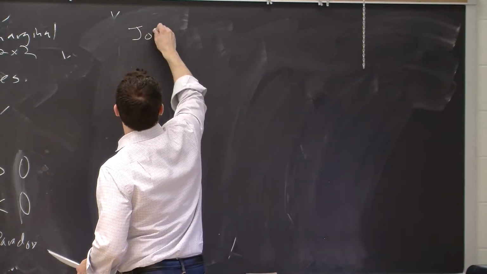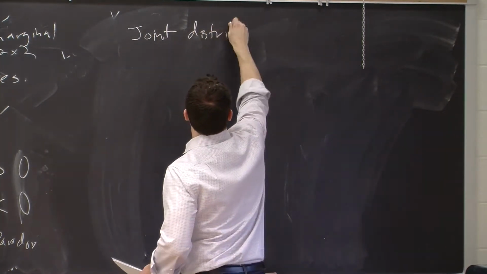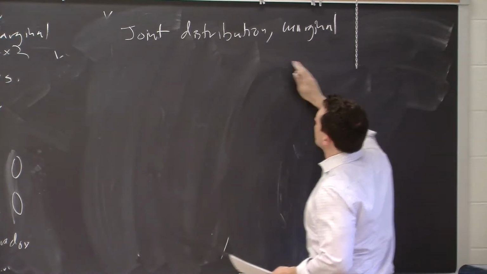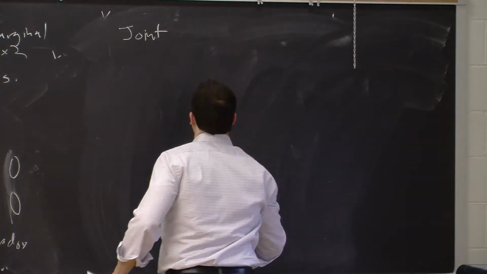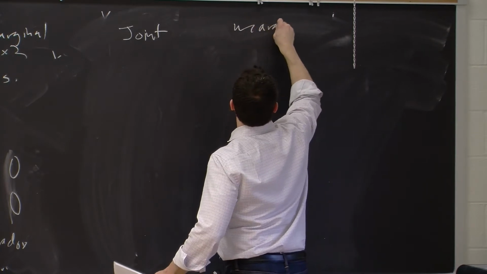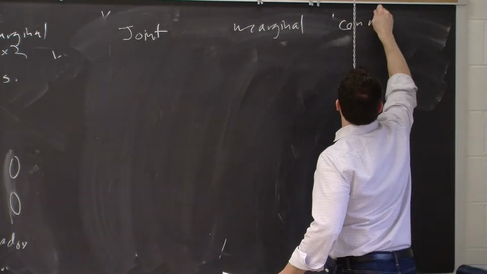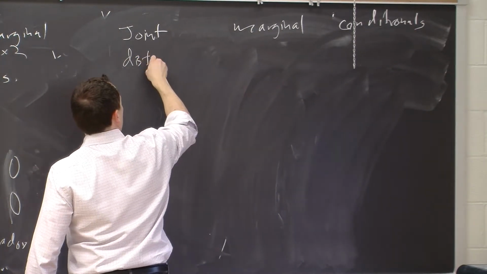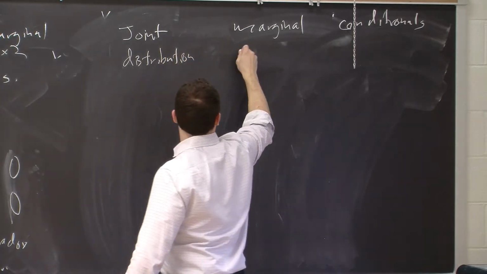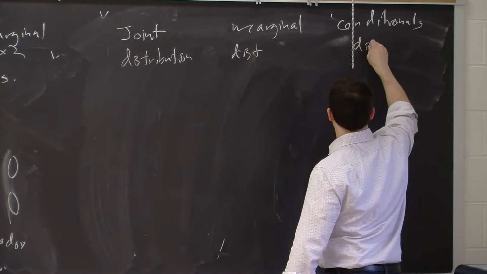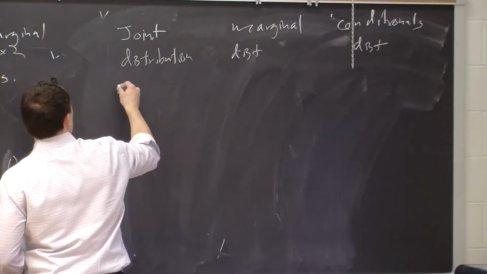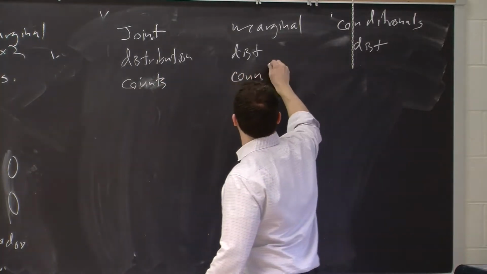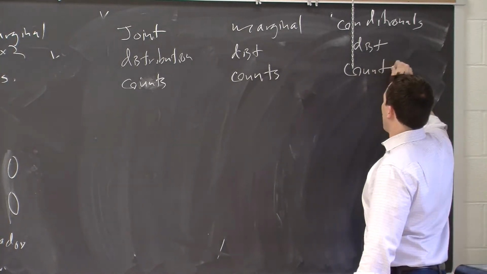So just to sort of recap, we have a joint distribution. We have marginal distributions. We have joints, we have marginals, and we have conditionals. Thinking probabilistically, we have a joint distribution, a marginal distribution, and a conditional distribution. We have joint counts, which is just the table we started with. We have marginal counts, where I sum over one of the variables. And we have conditional counts, where I hold one of the variables fixed.